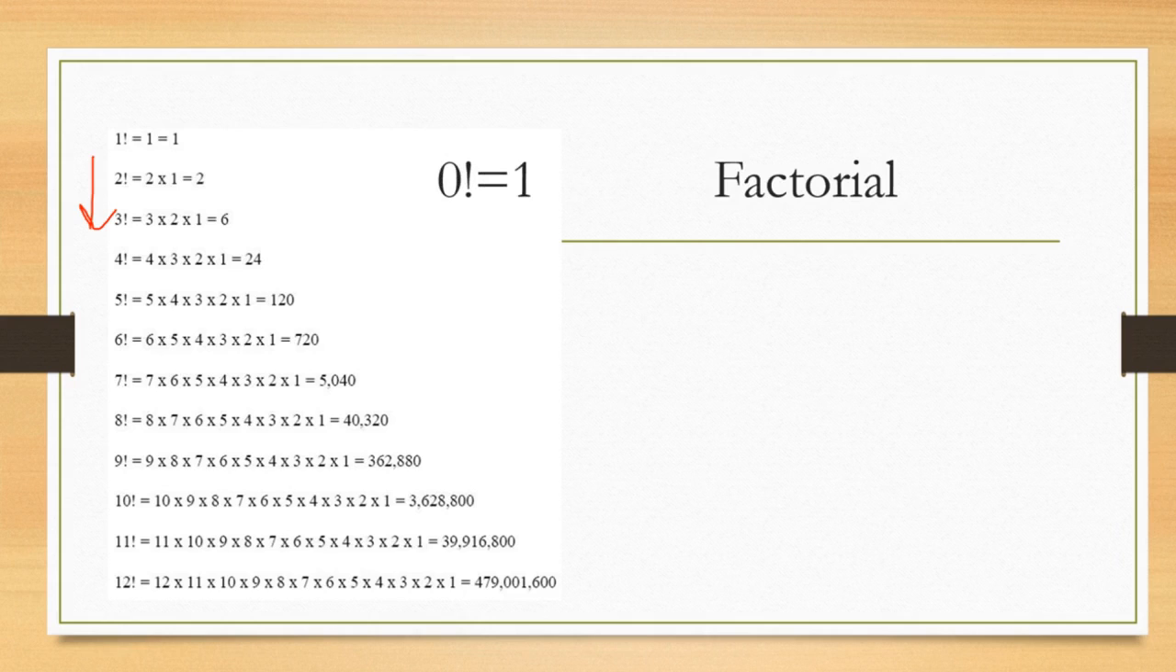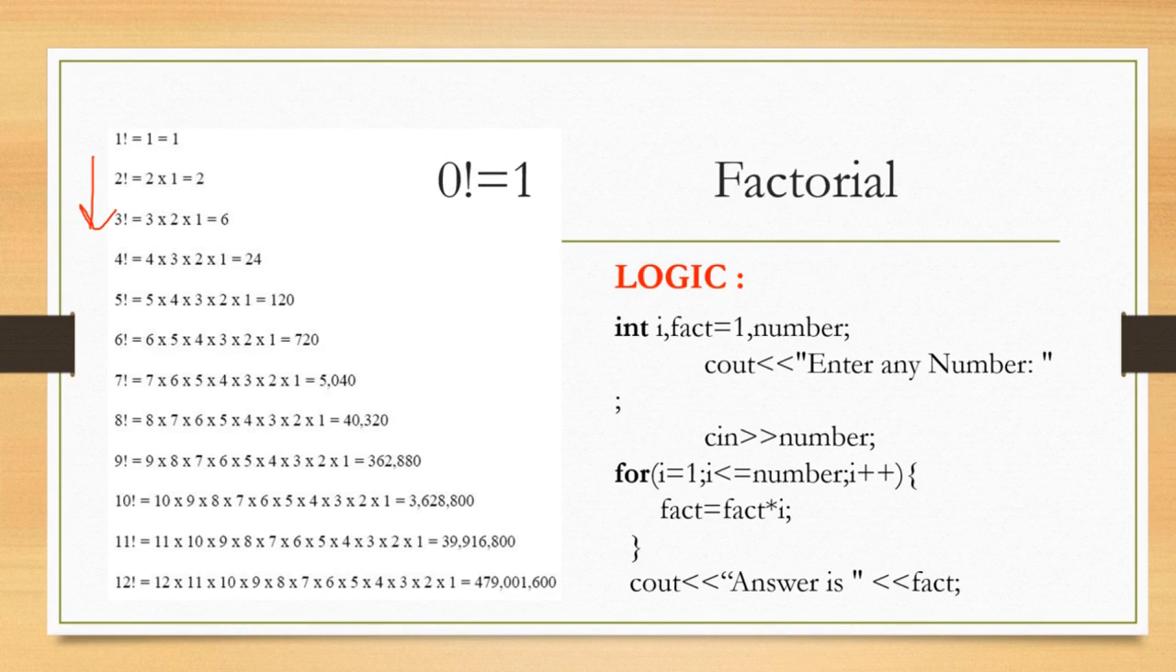Looking at the logic for the computation, take an integer and take the factorial number, initializing the value as 1. Take an input for the number. Make a for loop, initializing the value of i as 1, increasing it by 1 every time, and iterating it up to the number. So for the factorial, take an example of 3.